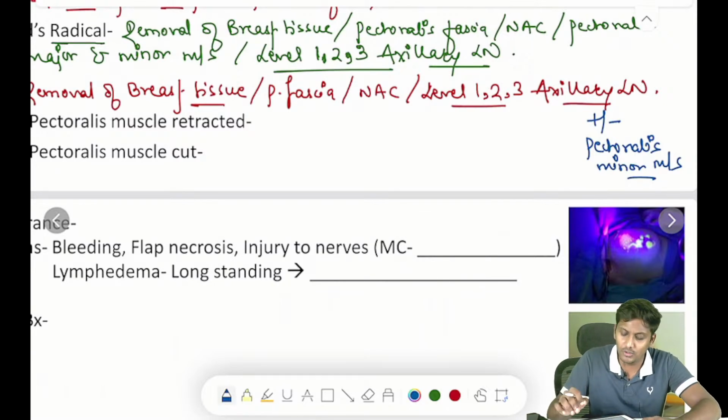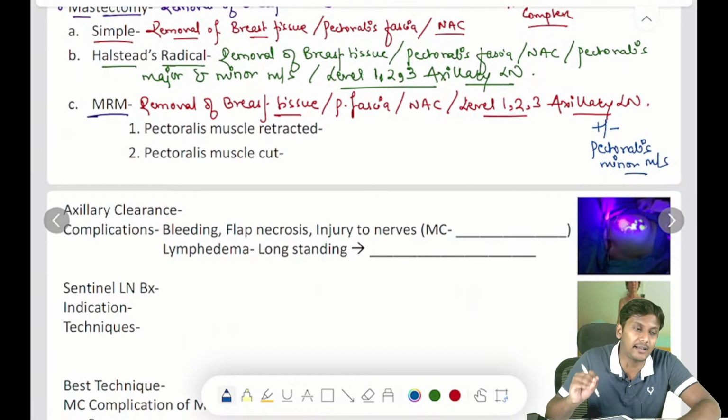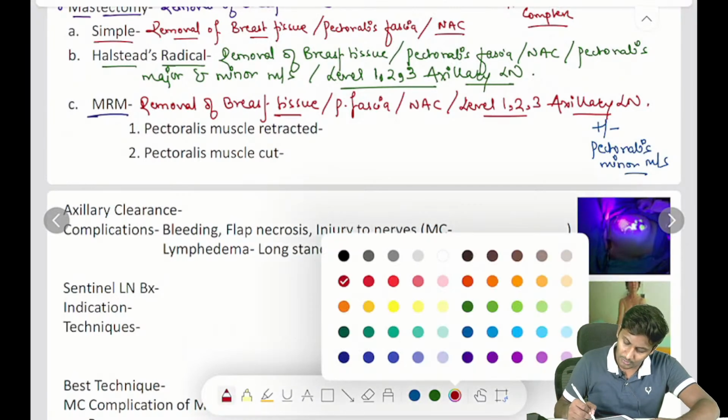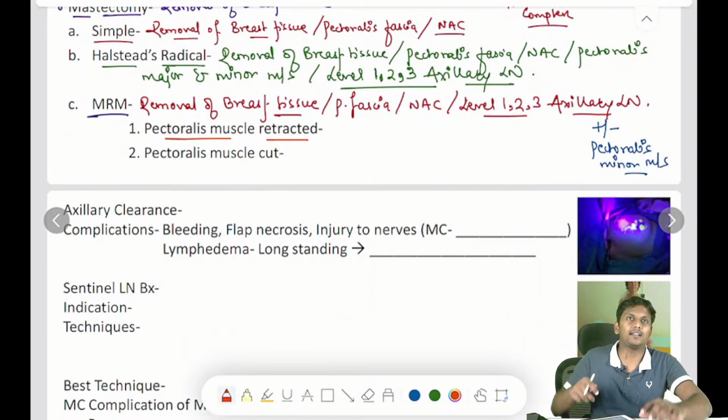But what is never removed is the pectoralis major muscle. Pectoralis major muscle is never removed in a modified radical mastectomy. Okay? That's the important thing. Now, you have to remember that if the pectoralis muscle is not removed, it is just retracted. That means we are just going to retract the pectoralis minor muscle.